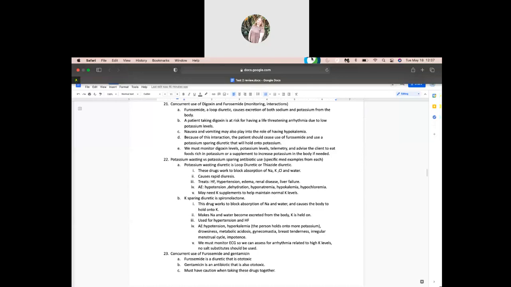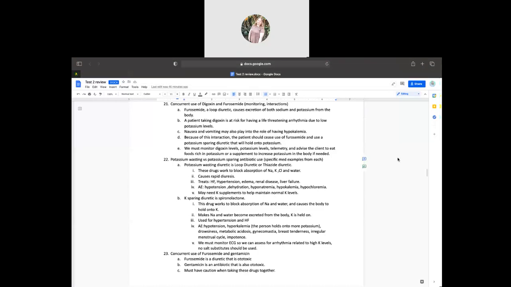A patient that is taking digoxin, which is a heart medication for heart failure, is at risk of having a life-threatening arrhythmia due to low potassium levels because furosemide makes you lose potassium, meaning you're going to have hypokalemia, or low potassium in your body, when you take furosemide. And if you take digoxin at the same time, it's going to be an additive effect. Patients are at risk for having life-threatening arrhythmias due to those low potassium levels. Nausea and vomiting can also play a role in having that hypokalemia occur.